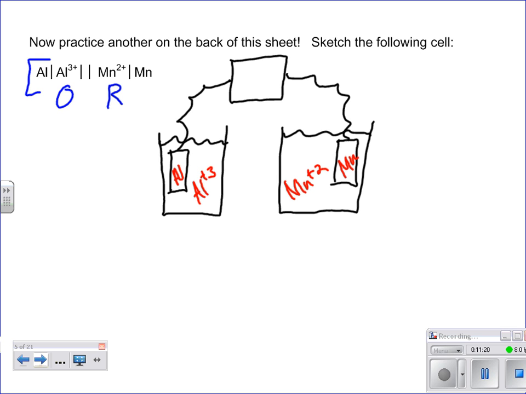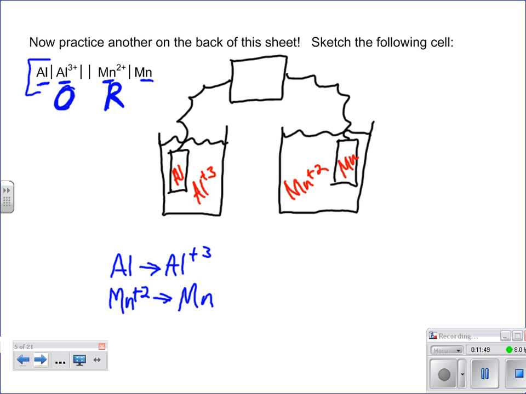Remember that in this shorthand script, we've got it told to us what our half reactions are. This is my oxidation half with my reactants and products. This is my reduction half with my reactants and products. So you write it just in that order. So you've got aluminum going to Al plus 3, and you've got Mn plus 2 going to Mn. And then you go through the balancing act.